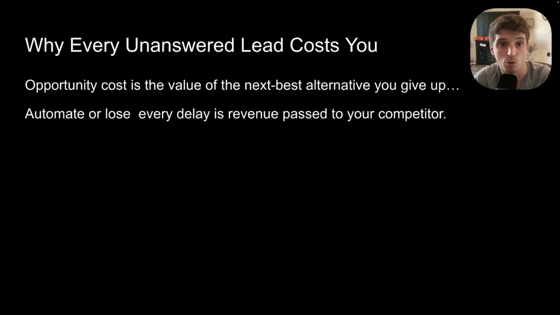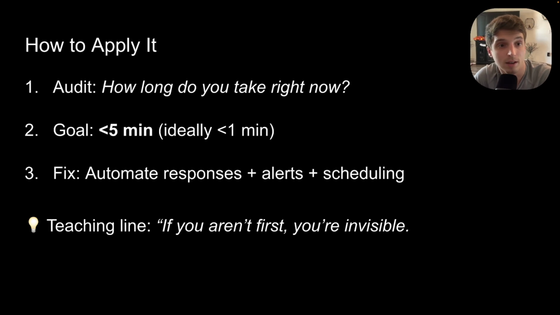Every single time you do not have a system like this in place, where you are following up with or contacting new inquiries, your competitor is getting them. So how are we going to apply it? Well, we have to audit. We have to figure out how long you take right now to respond to your inquiries. All channels, not just your website. The goal is less than 5 minutes, and ideally, based on the numbers, less than a minute. So the fix is we're going to automate responses, alerts, plus scheduling. If you aren't first, you're invisible.